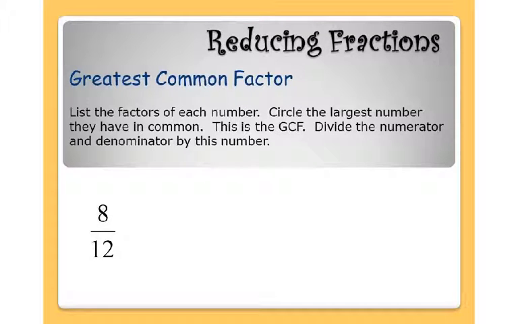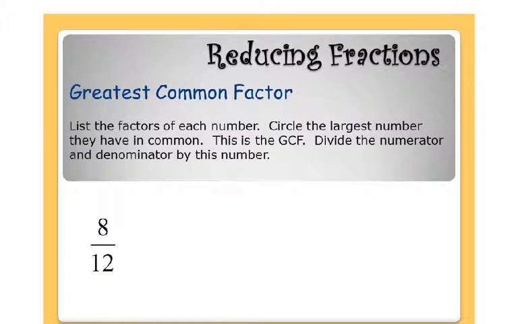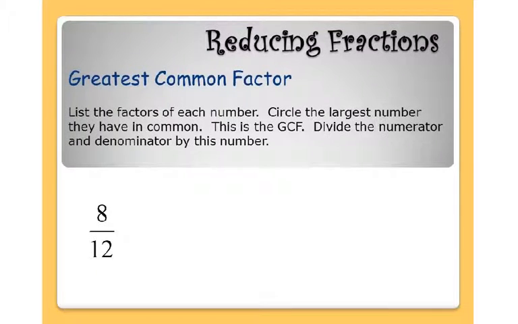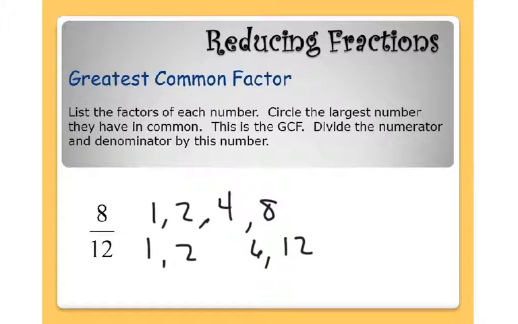We need to list the factors of each number. In this case, for the numerator 8, the factors are 1 and 8, 2 and 4. The factors of 12 are 1 and 12, 2 and 6, and 3 and 4. So I see that the largest factor that they have in common is 4.